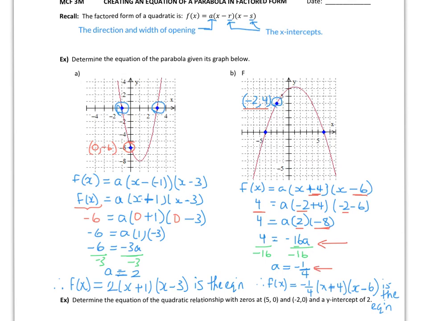So my a was a negative 1/4, and that made sense because my parabola is opening down, and it is a wider parabola compared to y equals x squared. So then I wrote what my equation was.